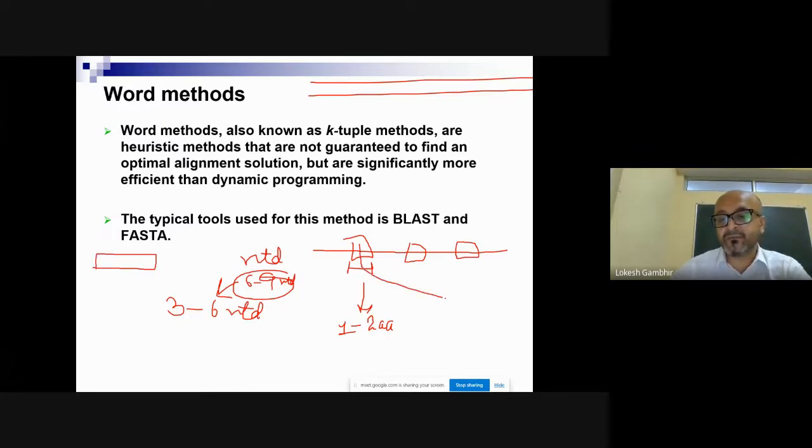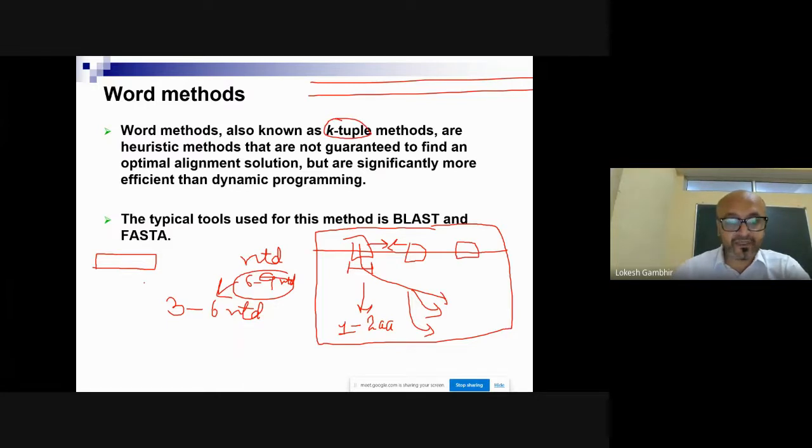So what you have done is fix a word of six nucleotides, and then you match it with the complete database sequence. If the threshold is met, if I find the alignment of these words, only then will I go for the alignment of the remaining portion of the sequence. This approach of first aligning very small segment pairs, or words, is called the k-tuple method.